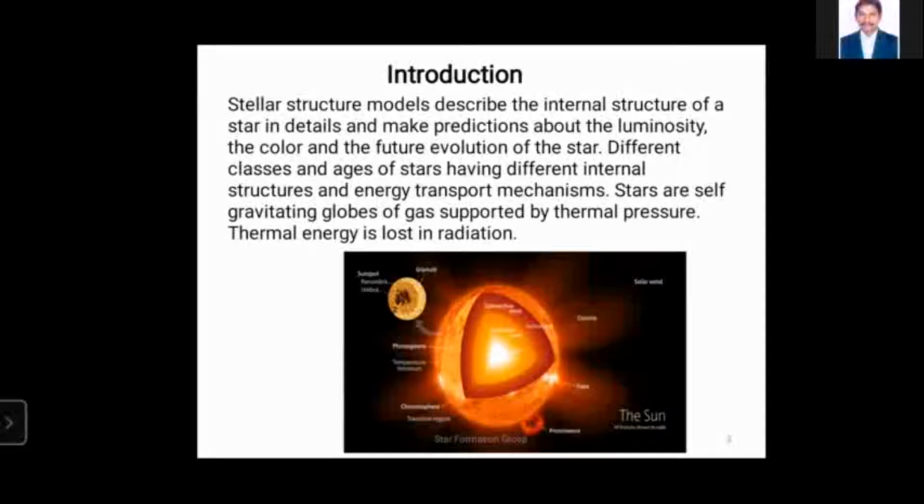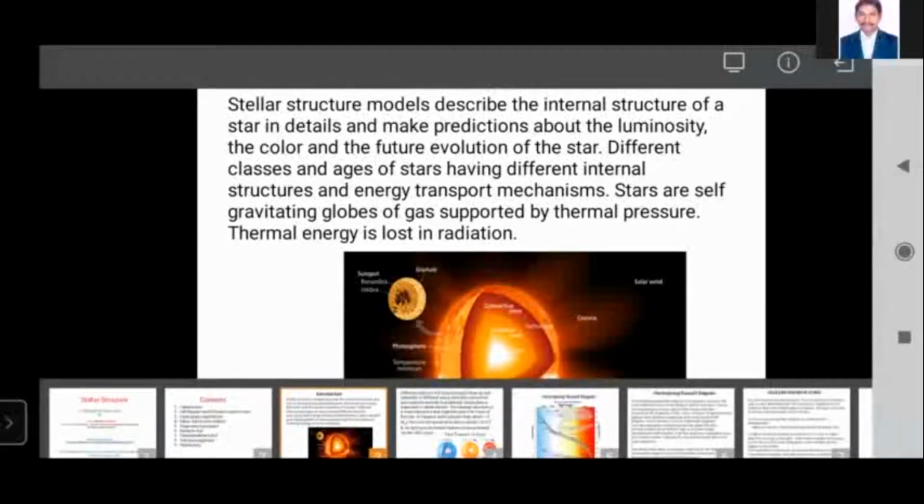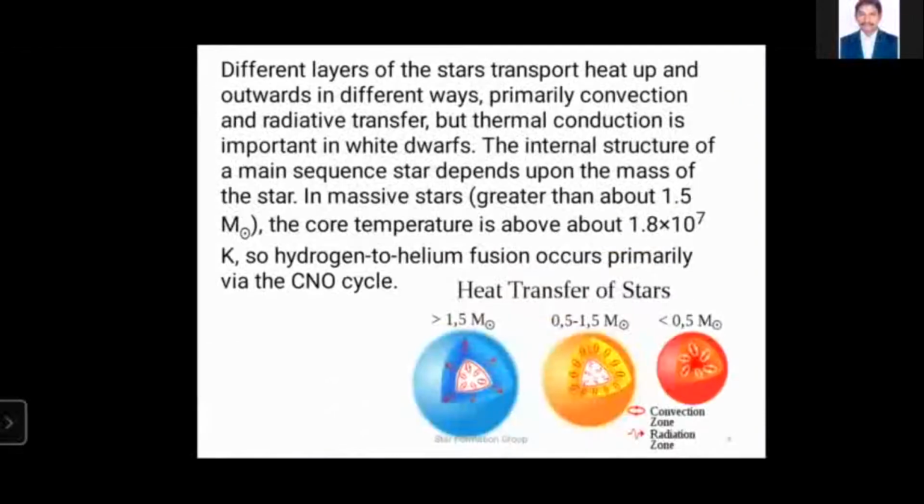A core at the center is more dense and hotter. Next is the radiative zone, which is a thicker layer, and after that there is a thinner layer called the convective zone. The whole layers are covered by a spherical layer called the photosphere, which emits radiation in the form of light. Different layers of the stars transport heat outward in different ways. They follow convection and radiative transfer, but thermal conduction is important in white dwarfs.